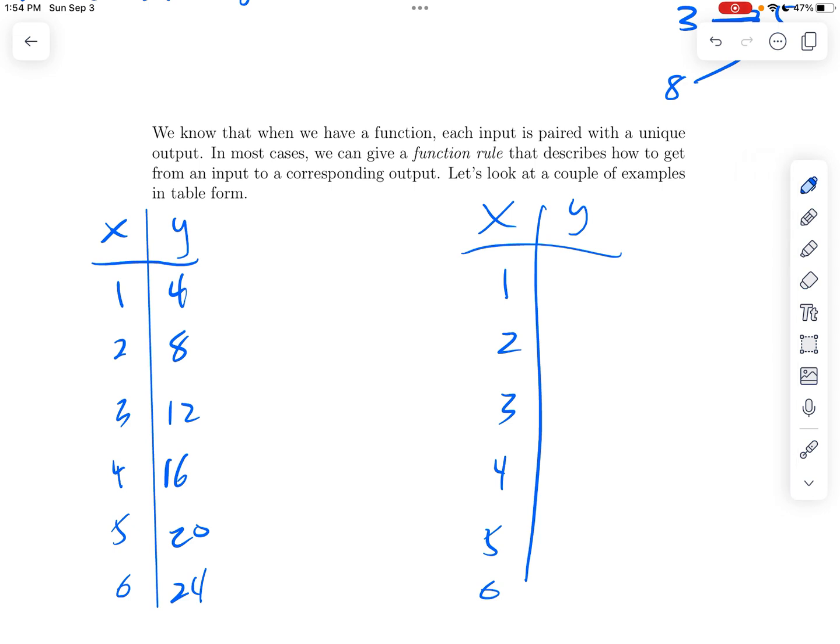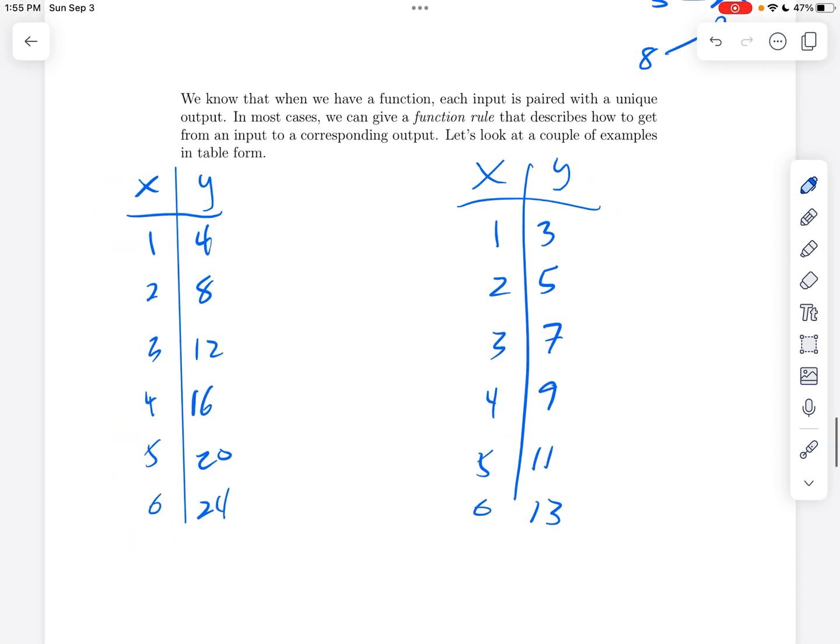And over here, let's suppose we have 3, 5, 7, 9, 11, 13. In each case, you might be able to notice the pattern as we move along this column. That's sometimes nice to notice, but for a function rule, we want to explain how x and y are directly related. What can I do to this x as input to get this y as output?